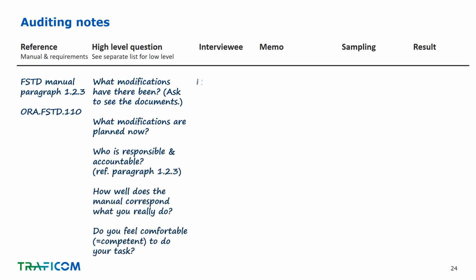The auditor plans whom to interview. Rest of the paper is used for memo during the audit. But the auditor needs to review the applicable manual and requirements to raise more detailed questions. Let's see on the next page.